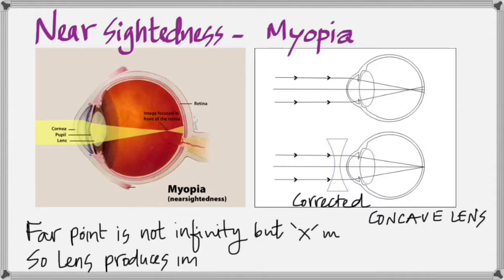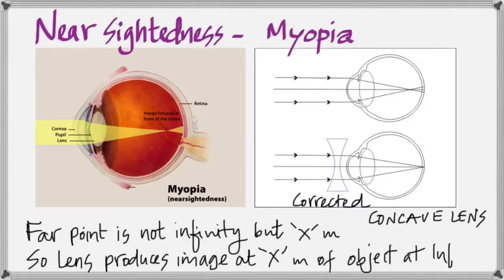But what if a person can see only up to 5 meters? Go ahead and find his power. 5 meters. The far point is not infinity, but it is x meters. X was 20, now 5, could be anything. The far point is not infinity, but it's x meters. And so the lens produces an image at x meters of an object at infinity. If you know that, you can do any problem.